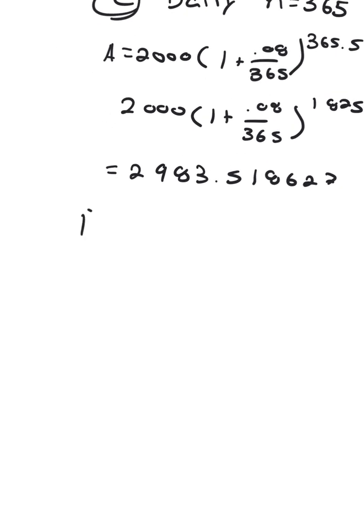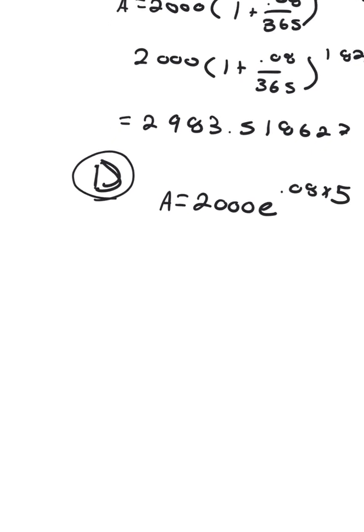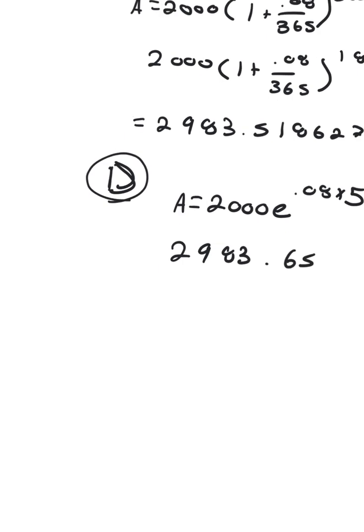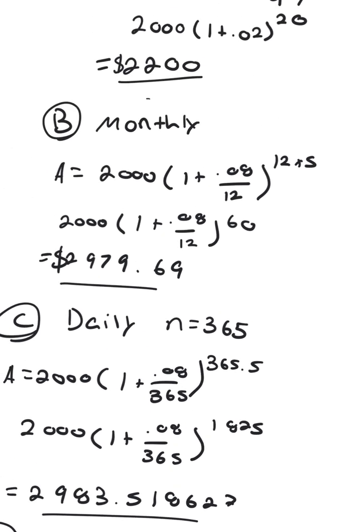Finally, the continuous compound, which is where the other formula comes in, we're left with A equals 2000 e to the 0.08 times 5, which comes out to 2983.65. And this is the solution for this problem.